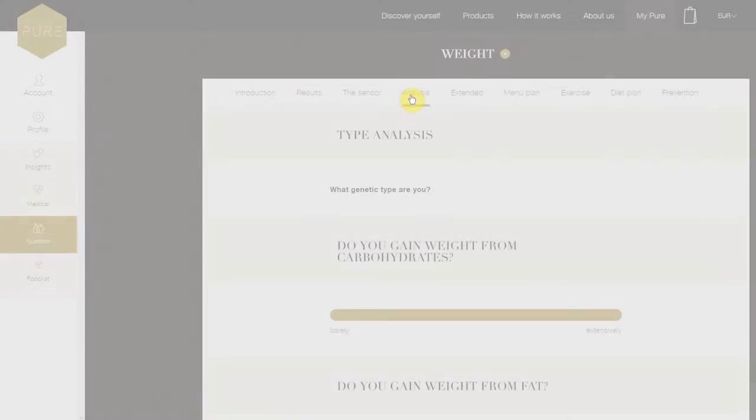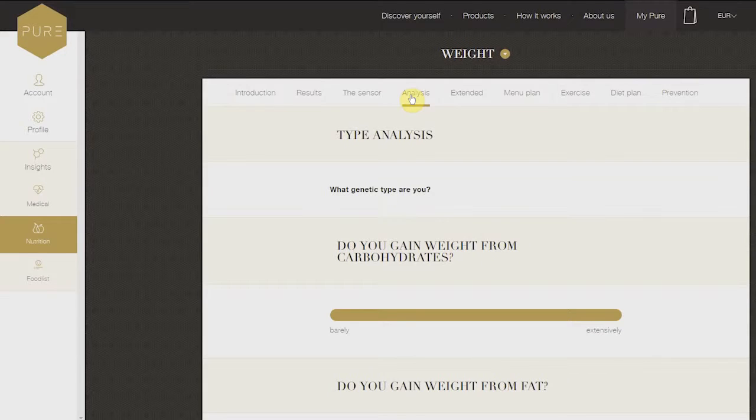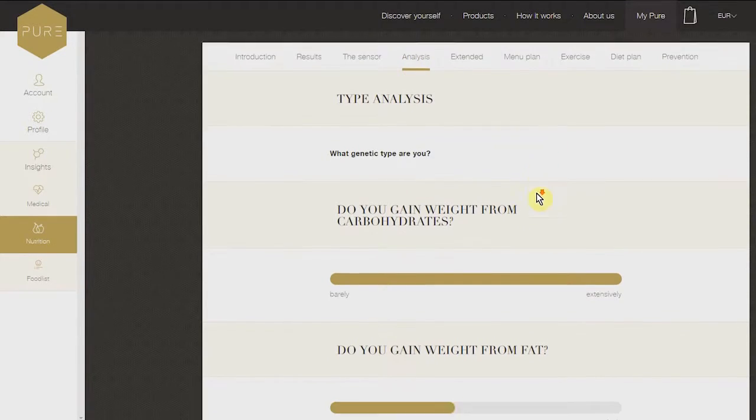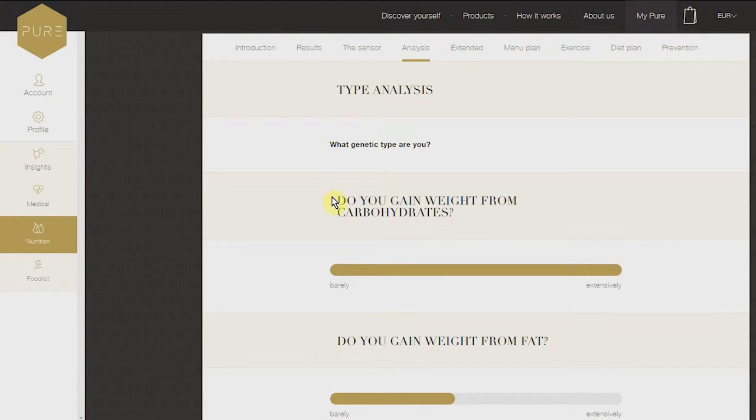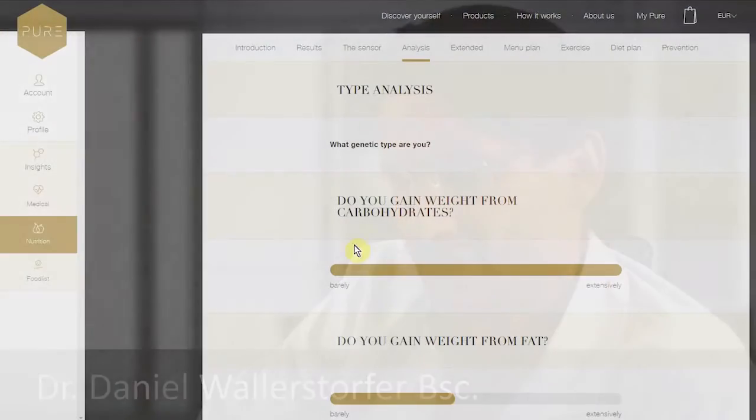Otherwise, you click on analysis, and this is a summary of what this actually means for you. And this is very interesting. In this part, you find, do you tend to gain weight from carbohydrates? You might be like this example, where this person has a very high sensitivity to carbohydrates, meaning the more carbohydrates this person eats, the more this person is going to gain weight. There are, however, some people that are very insensitive to the amount of carbohydrates, and they would be down here.